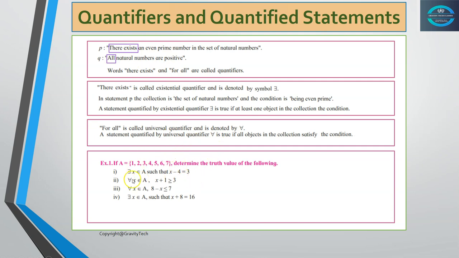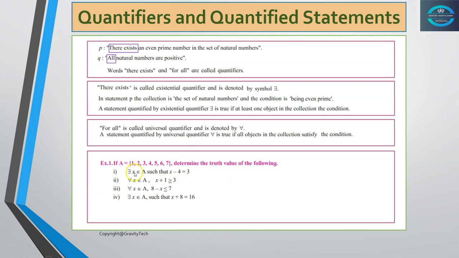Let's take some examples now. यहाँ पे एक example दिया हुआ है, there is a set A: 1 2 3 4 5 6 7. एक A सेट है, यहाँ पे 7 एलिमेंट्स है. Now determine the truth value of the following. इसमें से कौन सा ट्रू है कौन सा फॉल्स है देखते हैं.